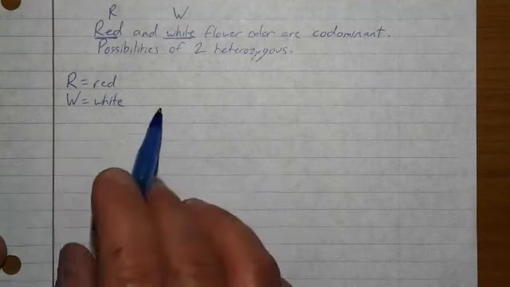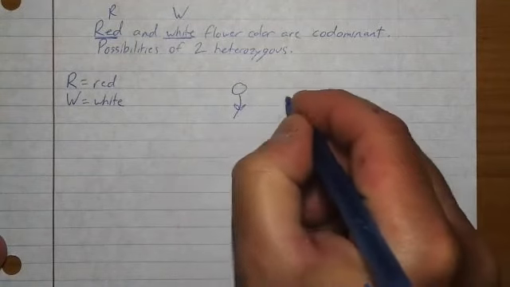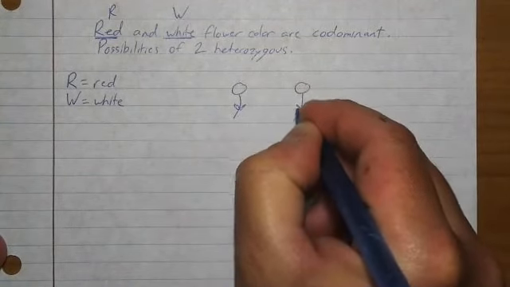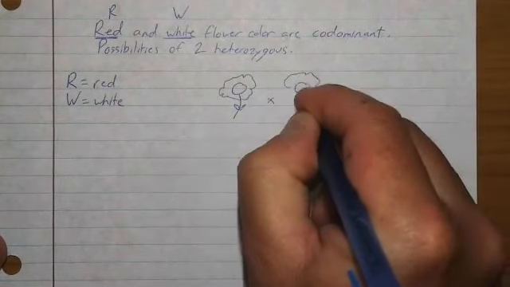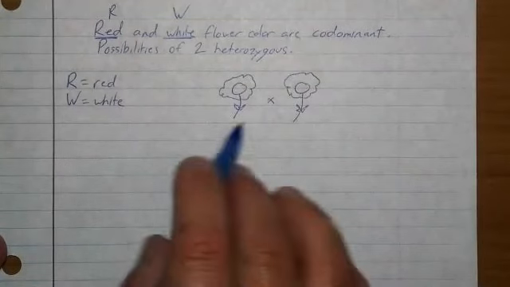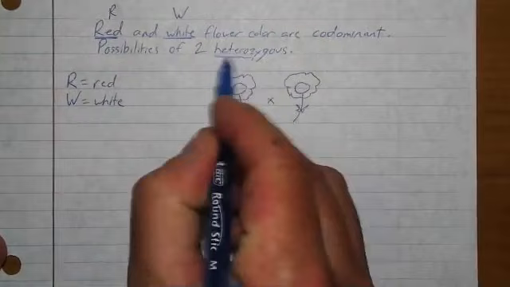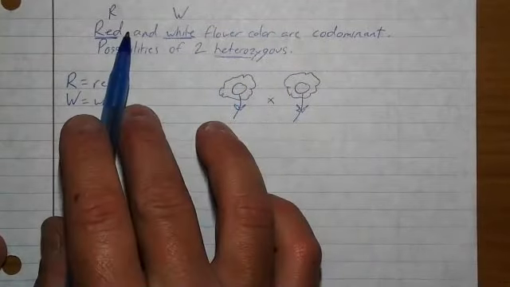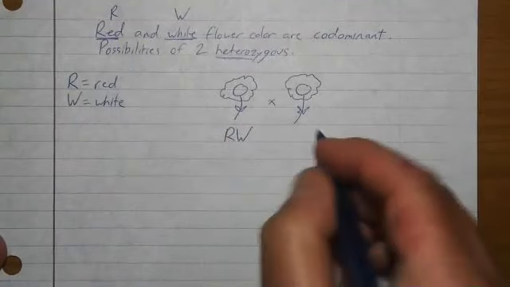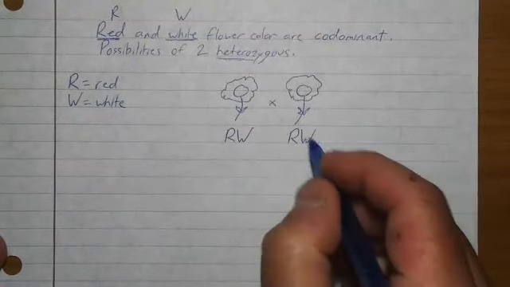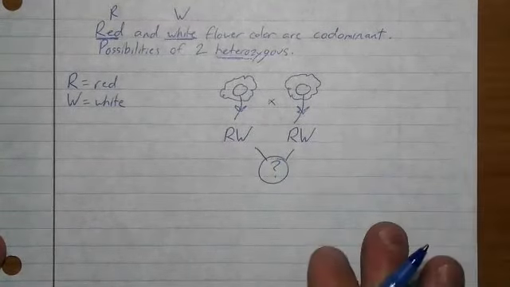Okay, so then what do I do from that? I run the same thing. I do a picture. We're doing flowers. All right, and then what are their genotypes? Go back. They're both heterozygous. Heterozygous means 1 of each or different. So I got capital RW because I got 1 of each, capital RW because I got 1 of each. And what am I trying to do? Figure out the possible children.